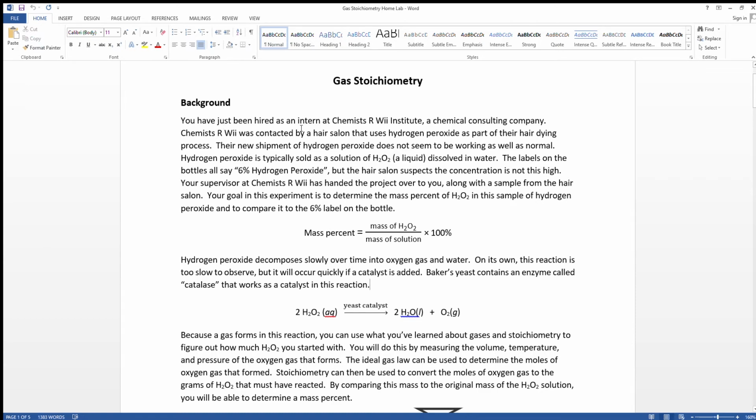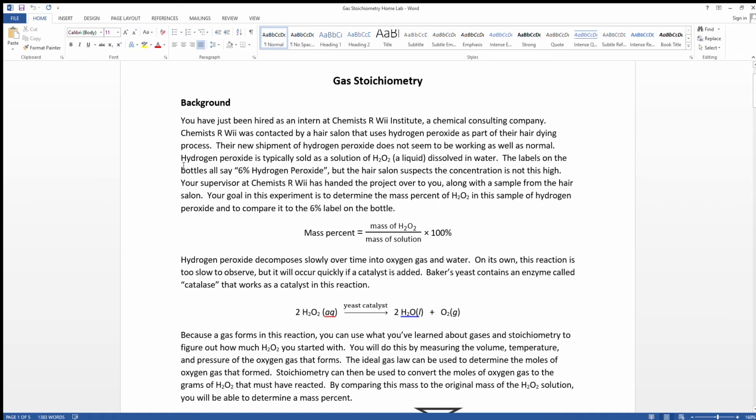You have just been hired as an intern at Chemist RW2 Institute, a chemist consulting company. Chemist RW2 was contacted by a hair salon that uses hydrogen peroxide as a part of their hair dyeing process. Their new shipment of hydrogen peroxide does not seem to be working as well as normal.